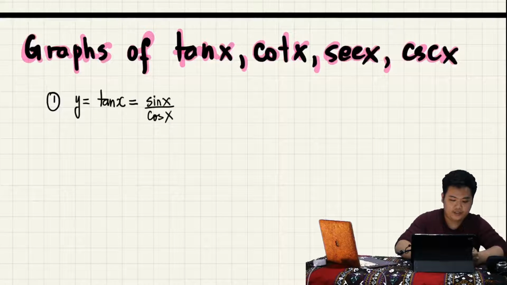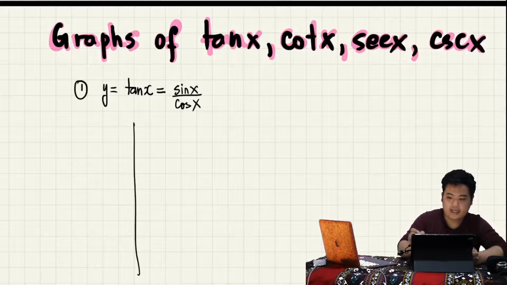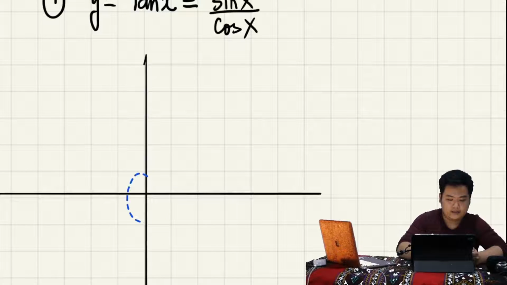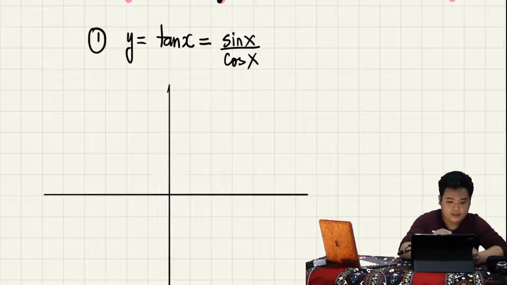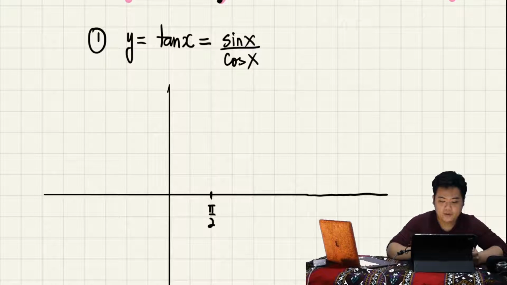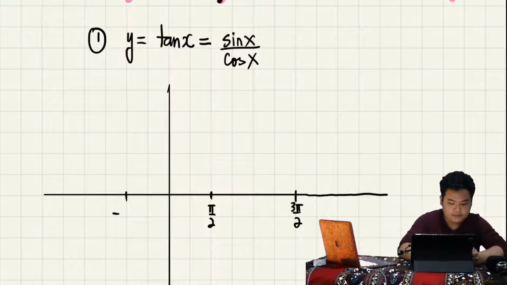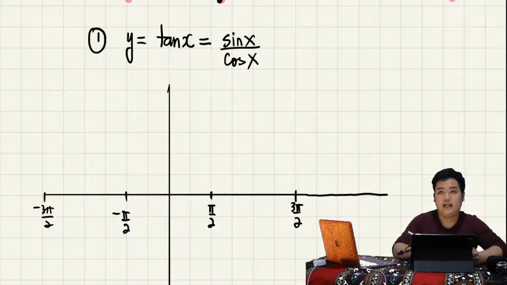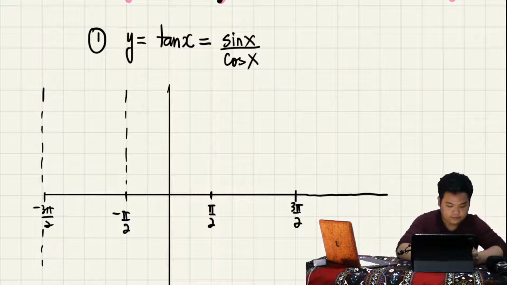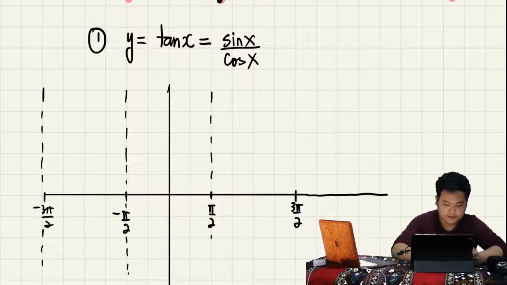So, graph natin siya. Let's say this is our y-axis. This is our x-axis. Let's say this is pi over 2. So wala siyang value si tangent sa mga odd multiples ni pi over 2. Yung susunod dito is 3 pi over 2, and we have negative pi over 2, negative 3 pi over 2, and so on. At these values of x, wala tayong value ni tangent.